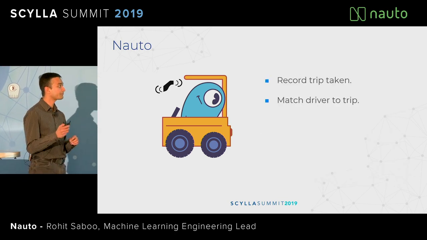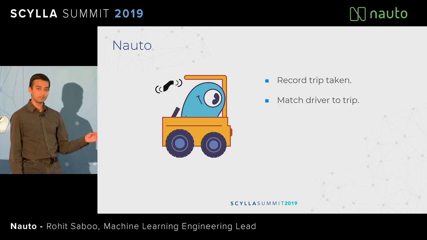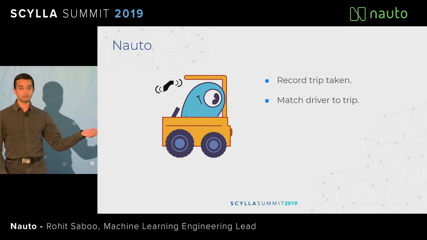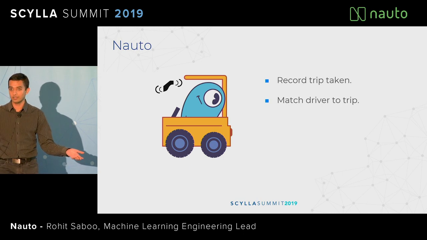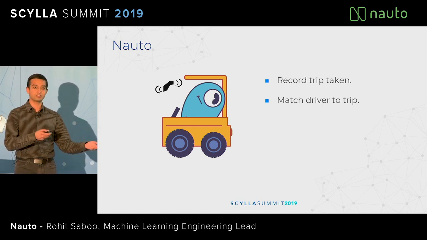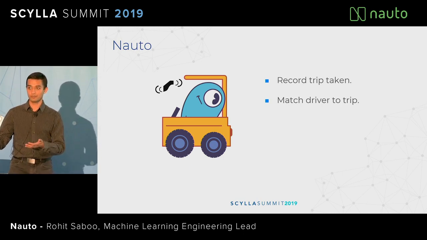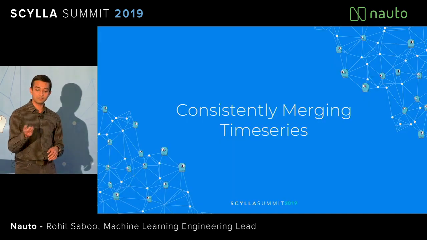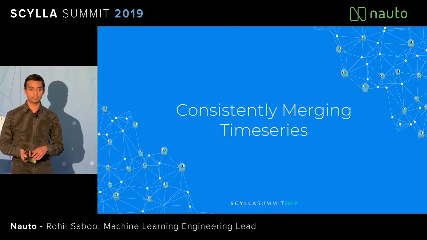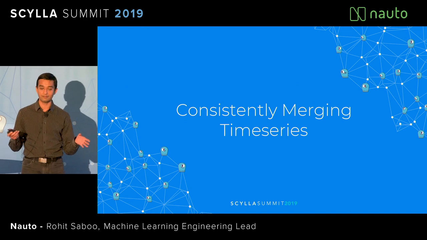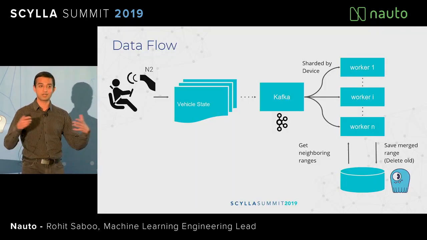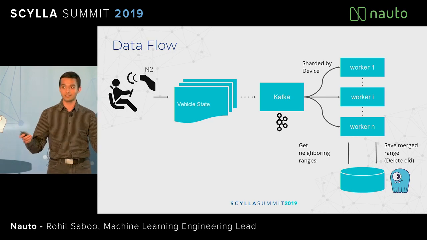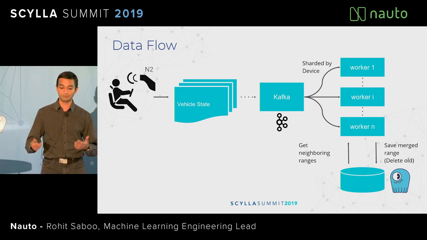Using this, our ML models can save tons of collisions and have saved a lot of money for the commercial fleets. In order to do this, we need two pieces of infrastructure. One is to understand what really is the trip, and the second is to match the driver to the trip. Now, let's think a little bit more about the first one, which is identifying a trip. This is effectively constructing and merging a time series problem.